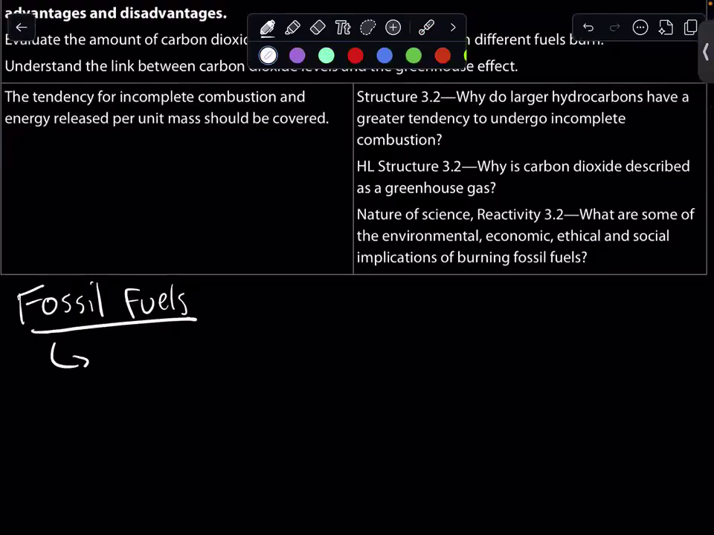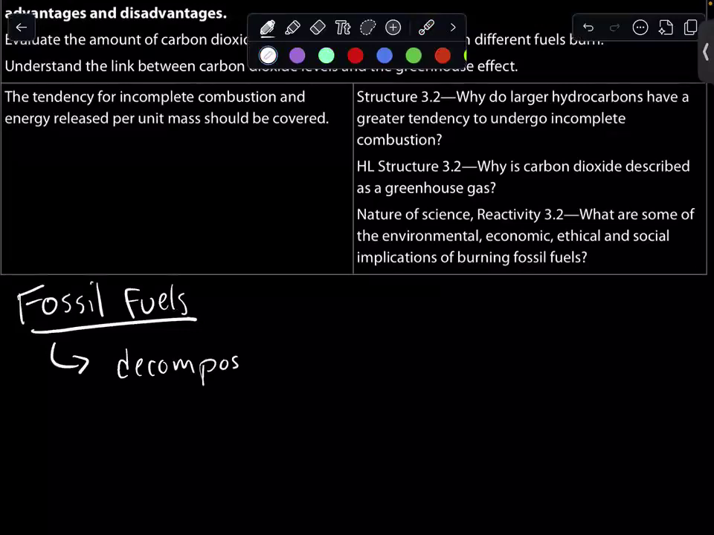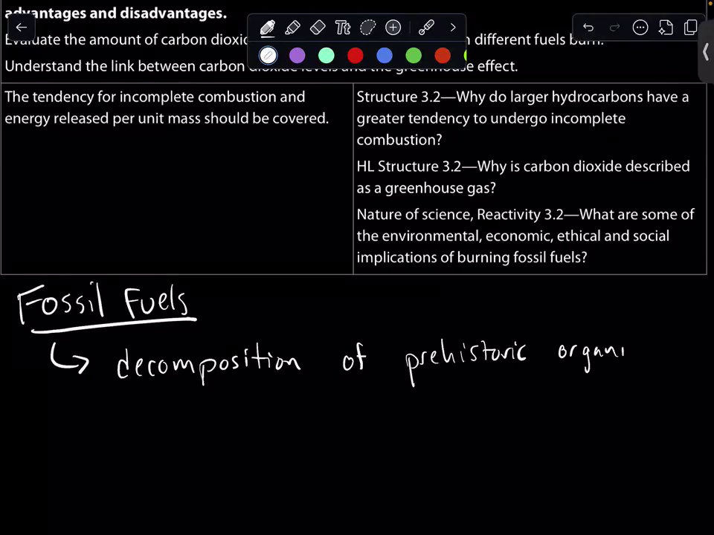fossil fuels. Where do they come from? These come from the decomposition of prehistoric organisms. And usually they have three categories that we think about them in.